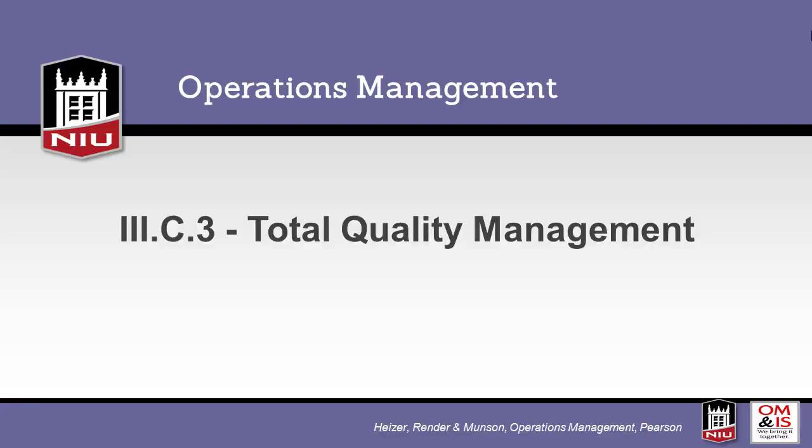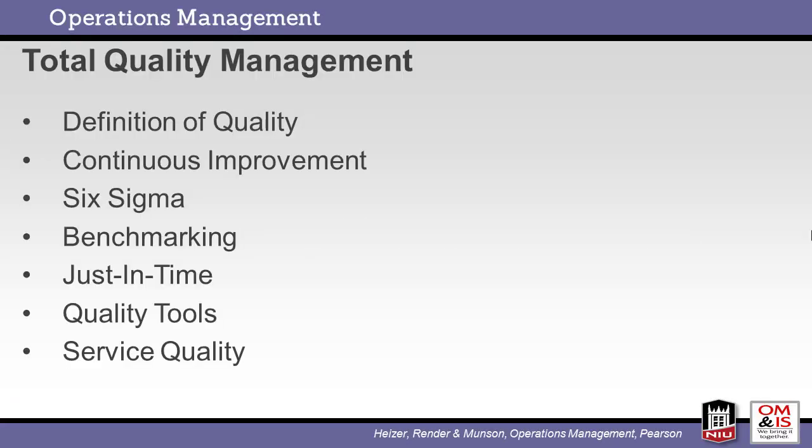Total Quality Management. In this unit, we will discuss the elements of total quality management. First, we will define quality and then consider various quality programs. These include continuous improvement and Six Sigma. We will discuss benchmarking of internal and external partners to learn from others.